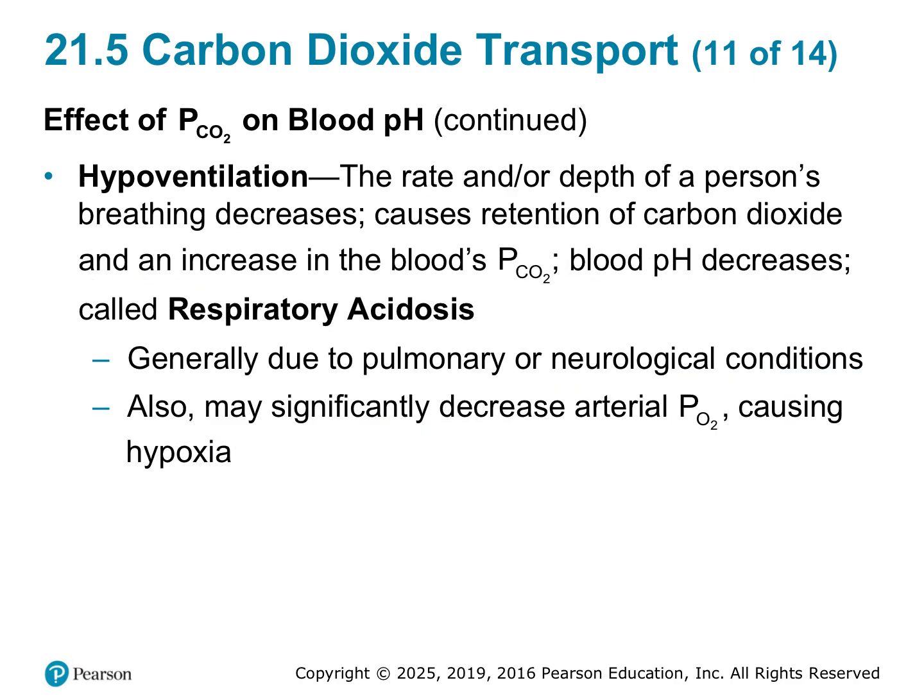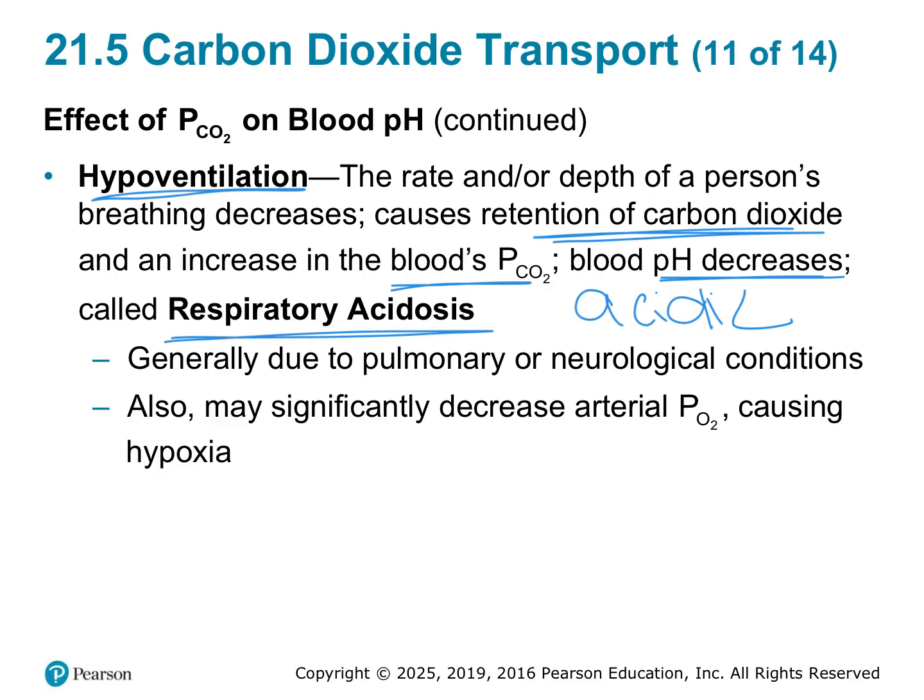Now, we can also have an impact of hypoventilation, not having enough of a ventilation rate or depth of ventilation, and that would cause you to retain carbon dioxide, and that would cause you to increase the partial pressure of carbon dioxide, makes the blood more acidic, so you decrease the pH, making it more acidic, and that is the respiratory acidosis. And pulmonary neurological conditions can cause that.